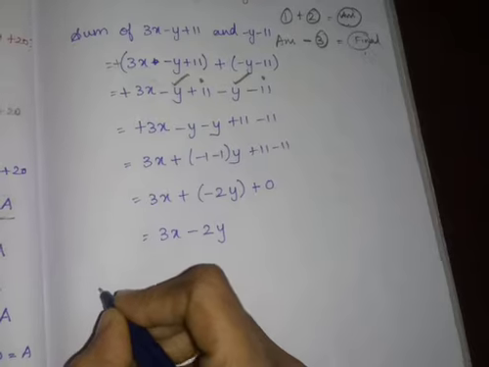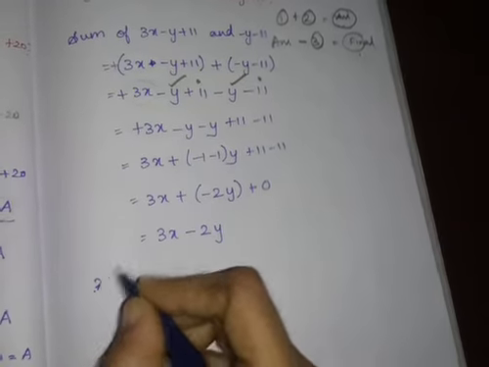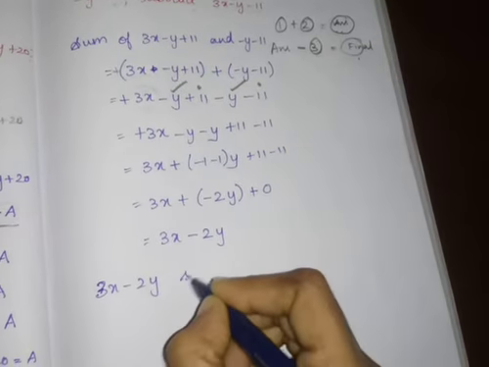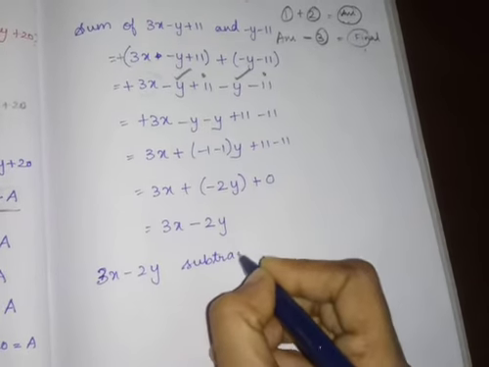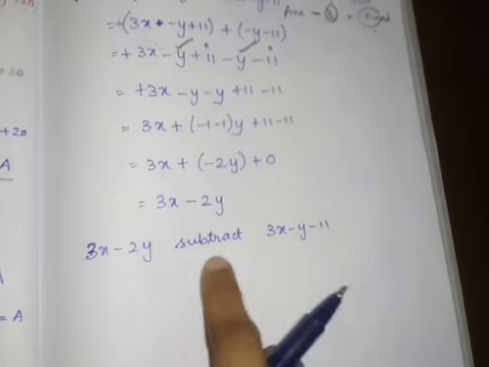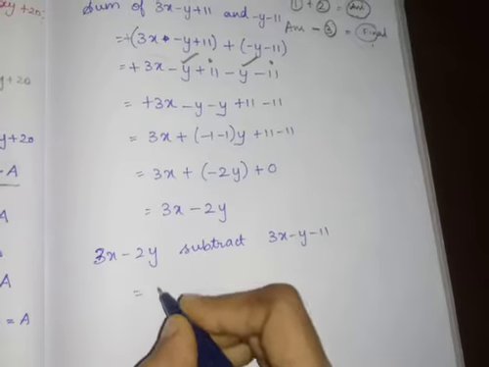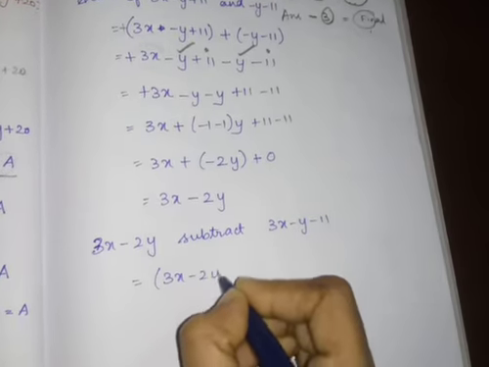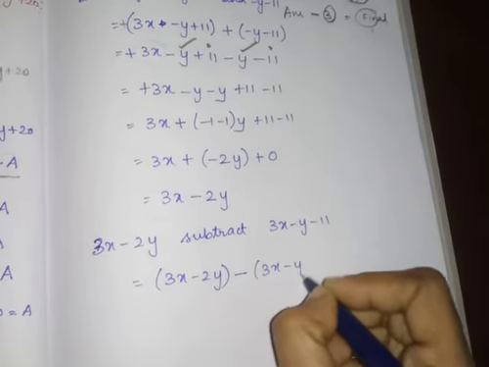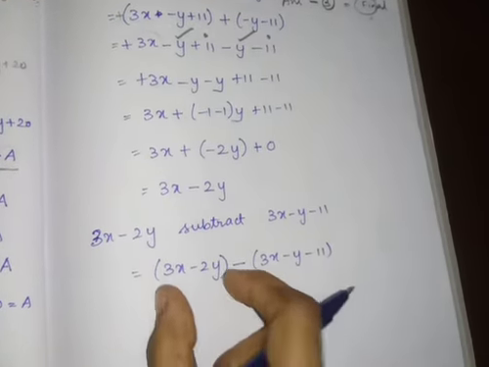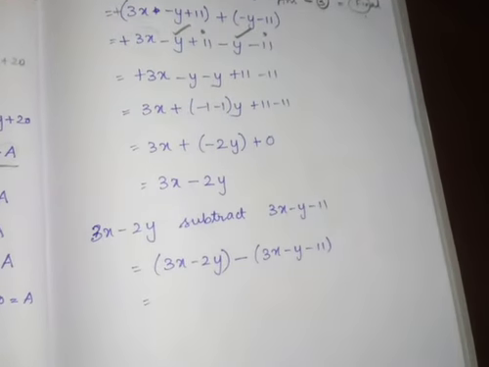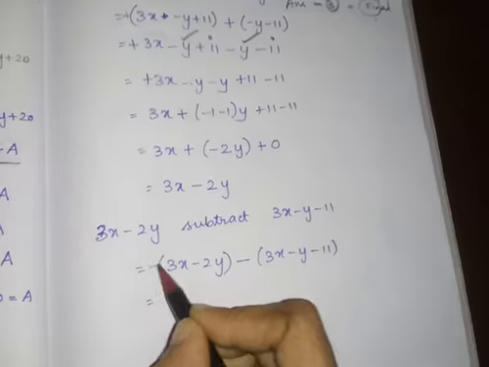Now, subtract. Now we have to subtract 3x minus y minus 11 from 3x minus 2y. Okay, this minus this I have to do, right? So 3x minus 2y, this is my expression, minus 3x minus y minus 11. This answer minus the third expression. Now I should remove all the brackets, right? This is your plus sign.